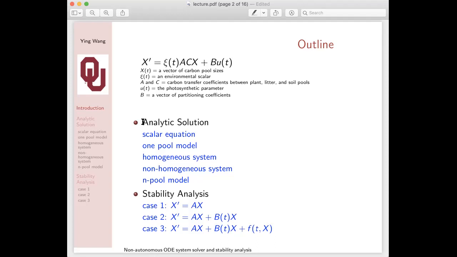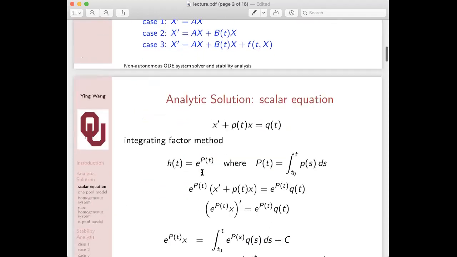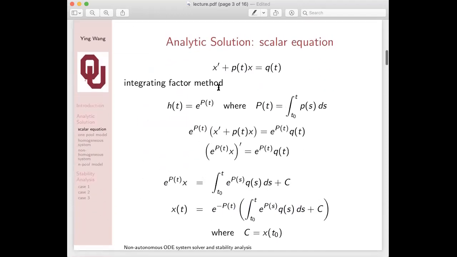We're now going to start with the analytical solution for a scalar equation. The scalar equation we're going to study is in the following form. X prime plus P times X is equal to Q. This is a first order linear equation. First order in the sense that we only see first order derivative. Linear in the sense that we do not see x squared term, x cubed term, or sine x, any nonlinear x term. So therefore, it's a first order linear equation.